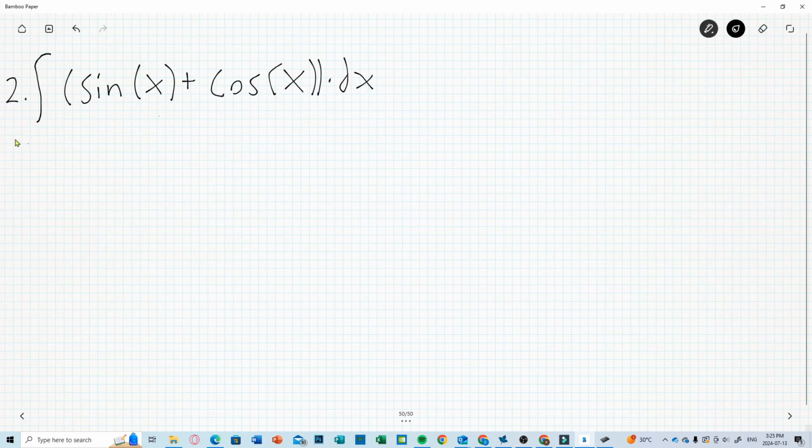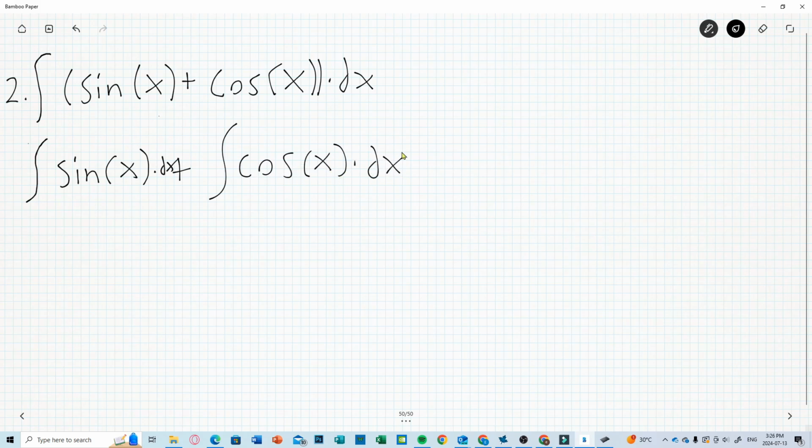Our second integral is the integral of sine of x plus cos of x multiplied by dx. So this follows the same principle as the last question, where we split it up into 2 different integrals because of the adding. It'll be the integral of sine x multiplied by dx, don't forget the multiply by dx, plus the integral of cos x multiplied by dx.